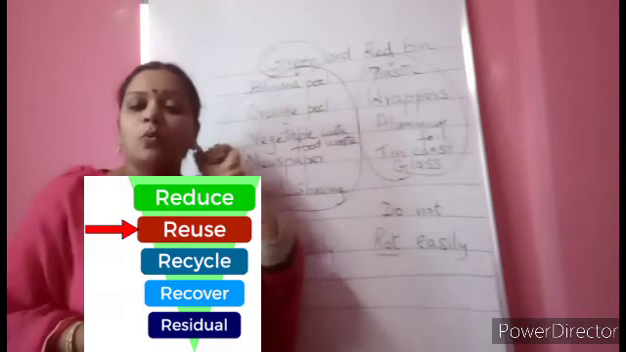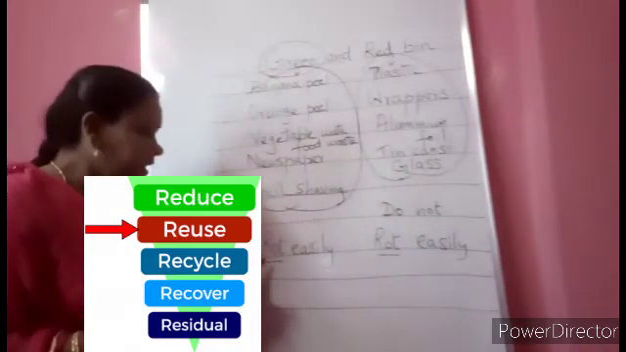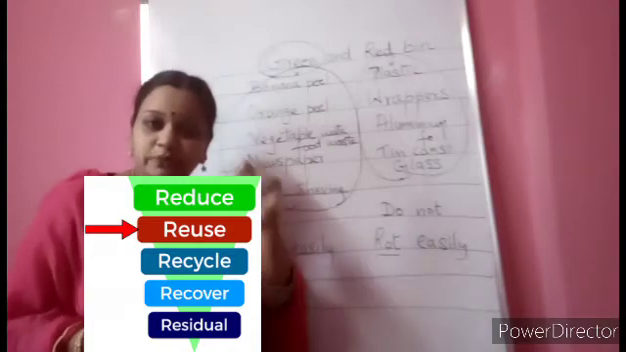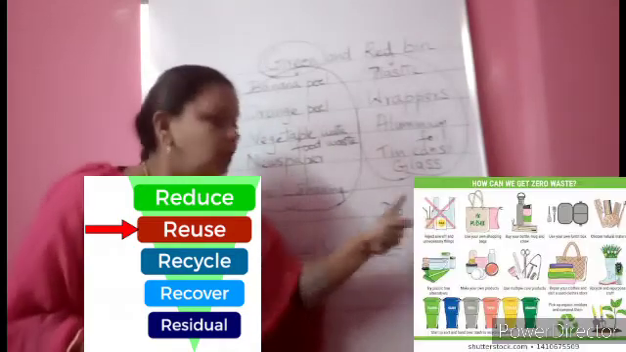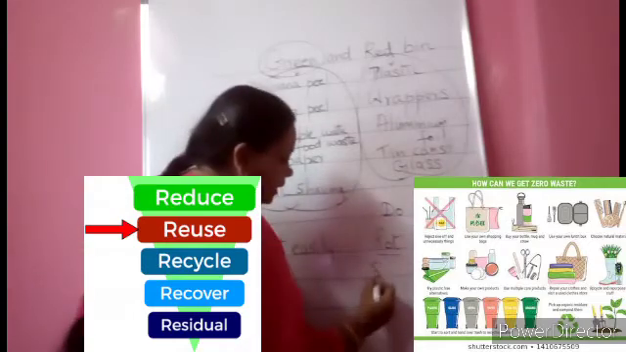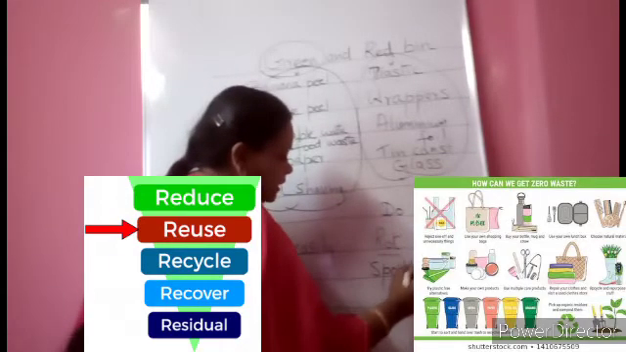In the green bin, what all things should go? The things which rot easily. And in the red bin, what all things should be thrown? Which do not rot easily. What do you mean by rot? Getting spoiled.